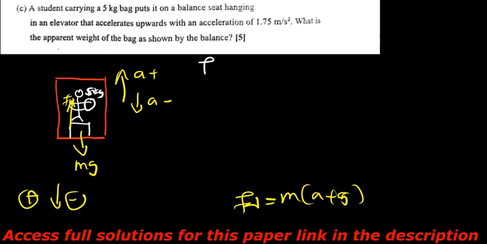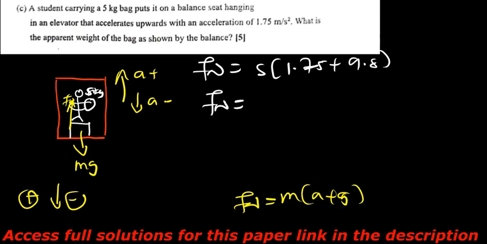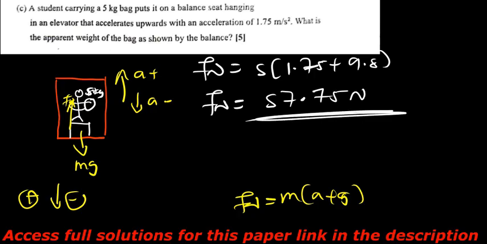So you have that being equal to the mass is 5, acceleration 1.75 plus g is 9.8. So the normal force will be equal to 1.75 plus 9.8, then times 5, which is 57. So the weight force is going to be 57.75 newtons. That is the force that the scale is going to weigh.